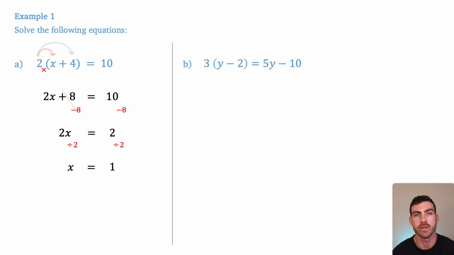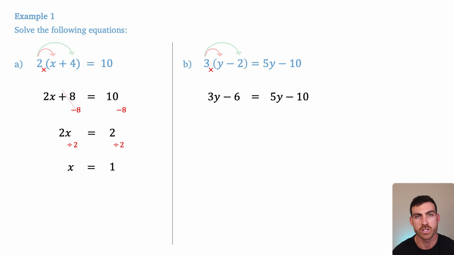In example B, we expand to get rid of the brackets. We multiply the 3 by each term in the brackets. 3 times y equals 3y. 3 times negative 2. Since we're multiplying a negative by a positive, we get negative 6. Don't forget we still have the equals 5y minus 10.